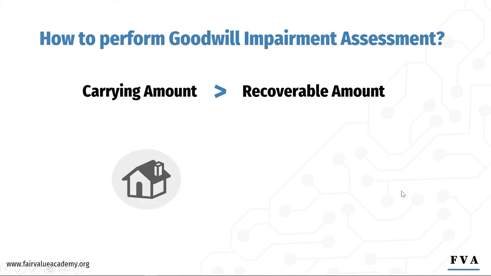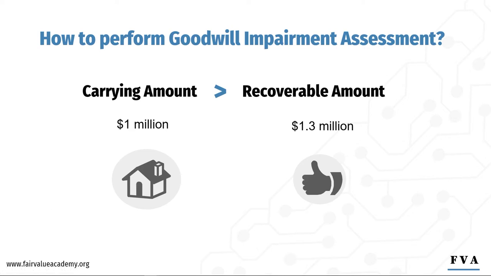Say you bought a house 1 year ago for $1 million. Let's assume no depreciation and no enhancements to the house. Then the carrying amount of the house today is still $1 million. Now, over the past year, the property market has boomed, and now you can sell the house for $1.3 million. The recoverable amount is thus $1.3 million.